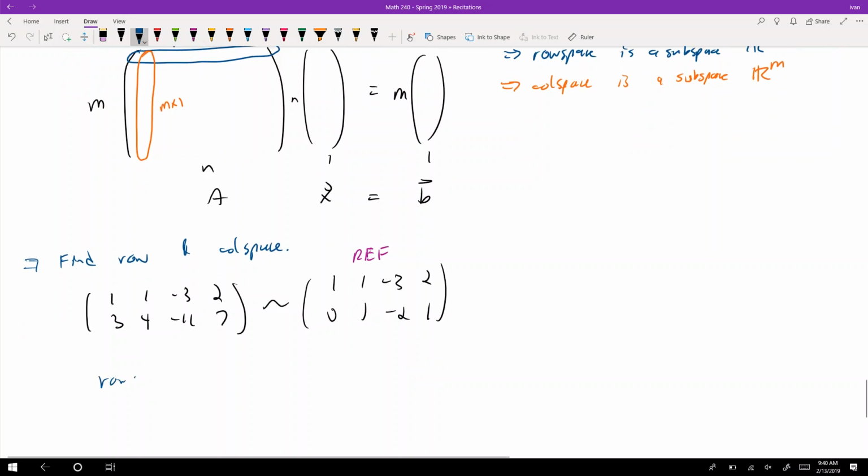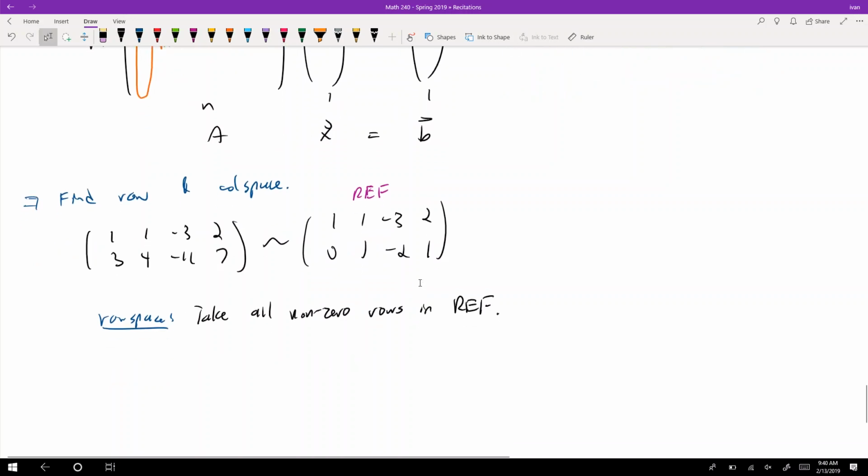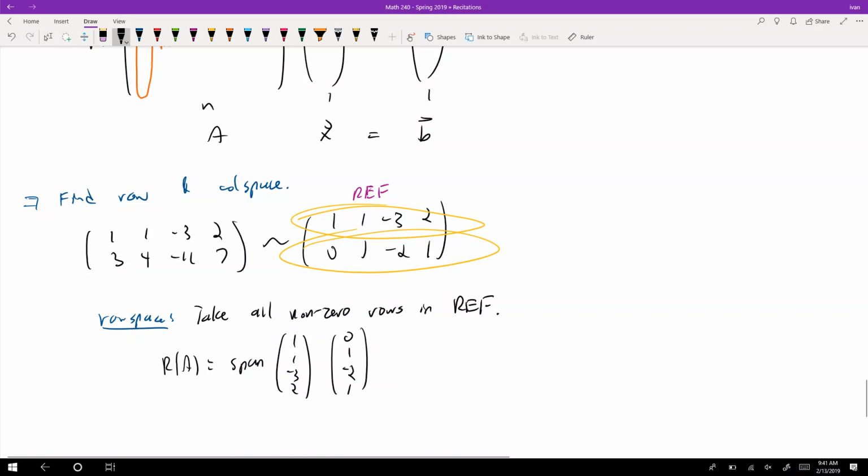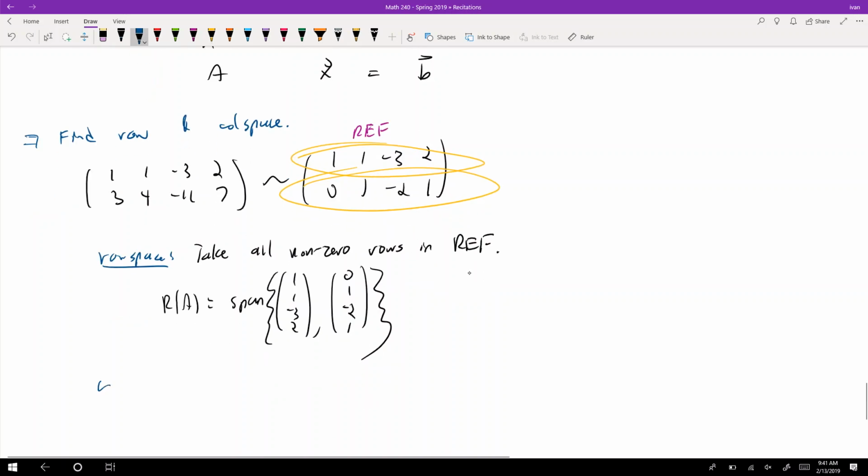How do you find the row space? Well, you take all the non-zero rows in row echelon form. So I have my rows. So the row space of A is equal to the span of, well, this guy and this guy: 1, 1, negative 3, 2, and 0, 1, negative 2, 1. Okay, so that's how you find row space, and here's how you find column space.